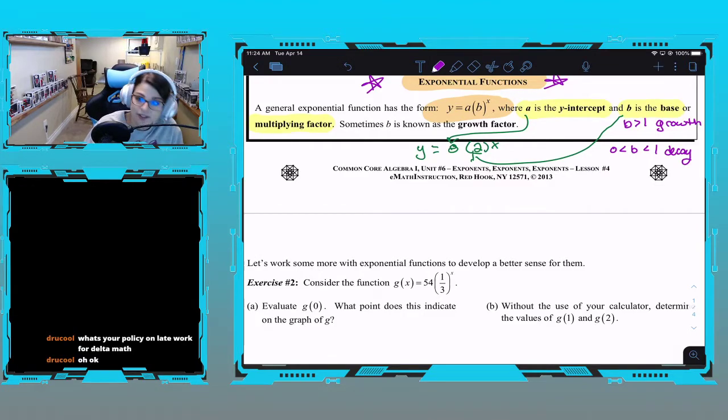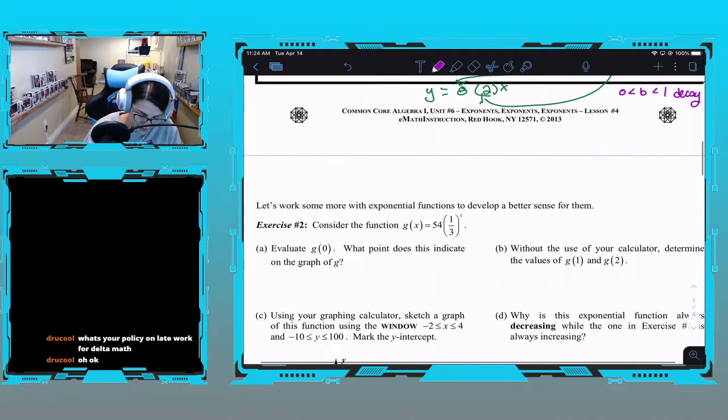Okay, so let's actually do a practice problem where we have that decaying growth factor. Oh, just heard my puppy bark in the background.